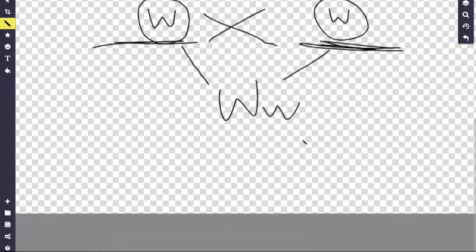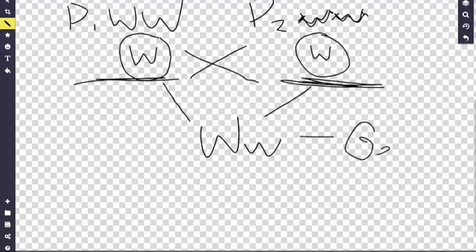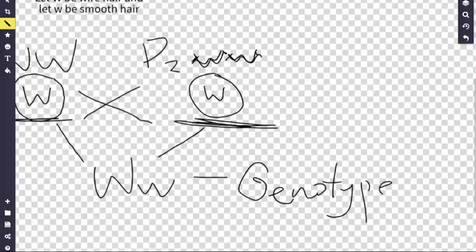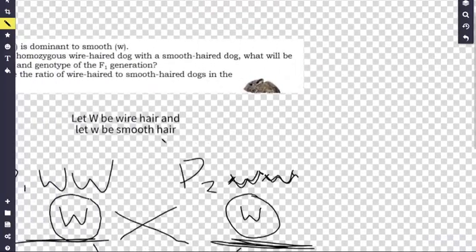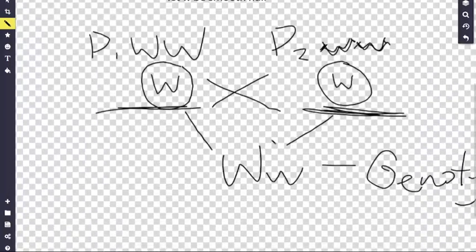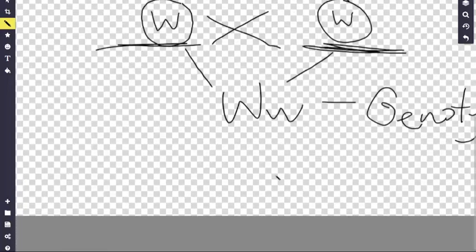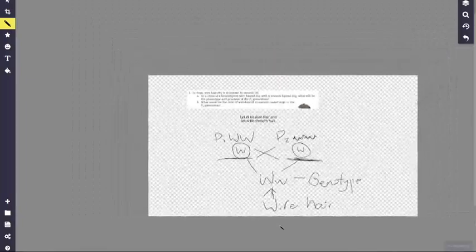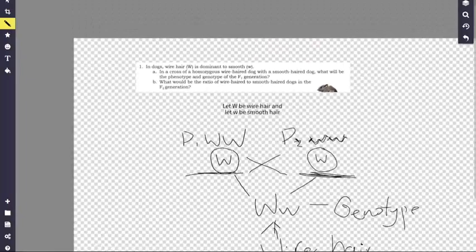So this is a genotype. Remember, the genotype is the genes. However, we were also told that wire-haired is dominant to smooth-haired, meaning that wire will completely mask the smooth hair. So this is going to be a wire-haired dog. That's the phenotype.